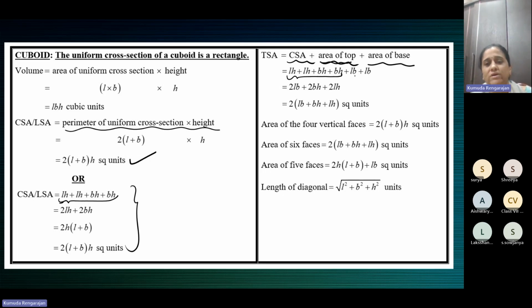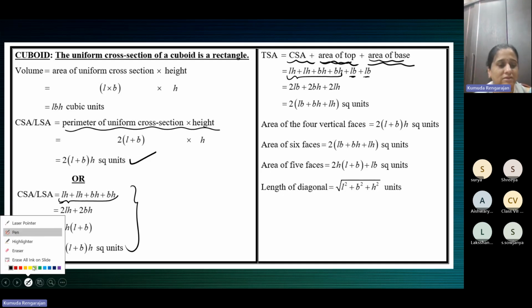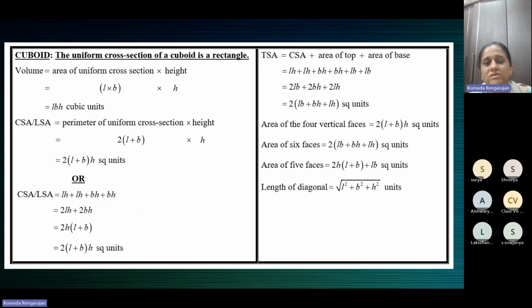Now area of the top, L into B. Area of the base, L into B. Let me repeat this. Curved surface area. You can see what I've written here. I've repeated that. All right. Area of the top, L into B. Area of the base, L into B.